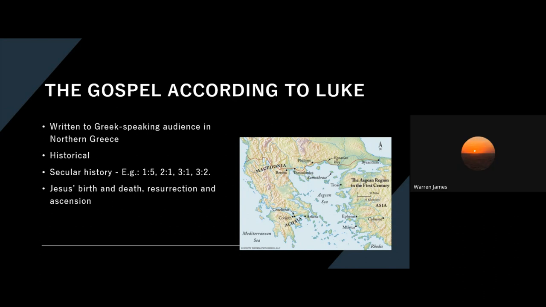3:1. Now in the 15th year of the reign of Tiberius Caesar, Pontius Pilate being governor of Judea, Herod being tetrarch of Galilee, his brother Philip tetrarch of Ituraea and the region of Trachonitis, and Lysanias tetrarch of Abilene, while Annas and Caiaphas were high priests, the word of God came to John, the son of Zacharias, in the wilderness.